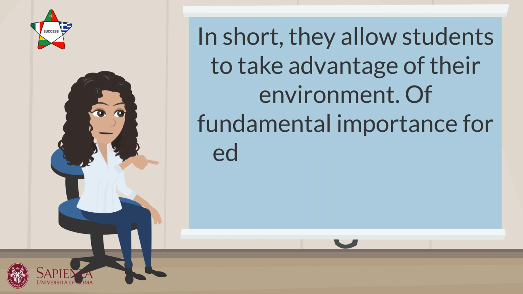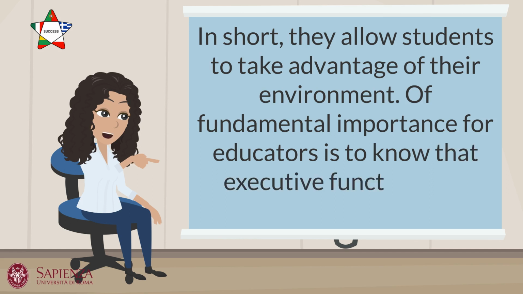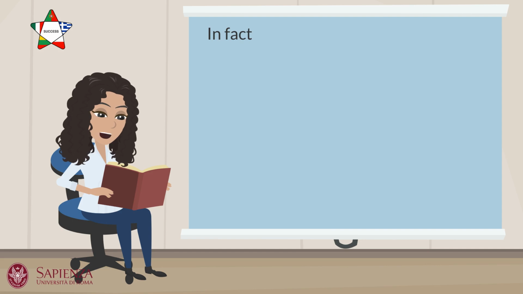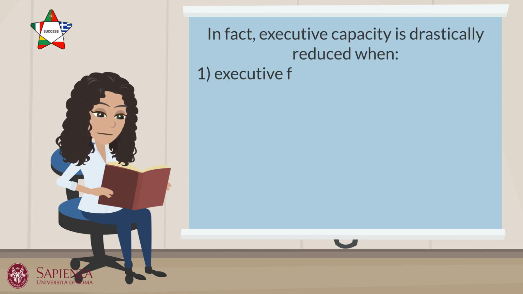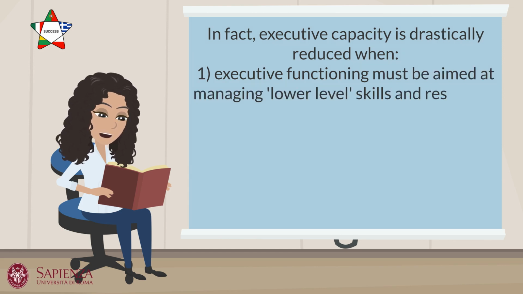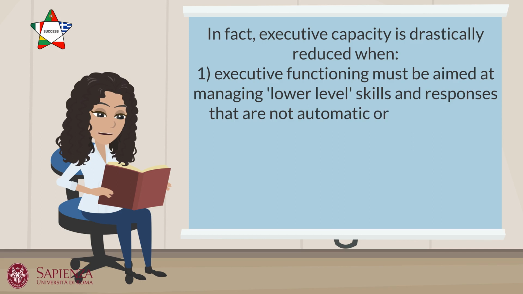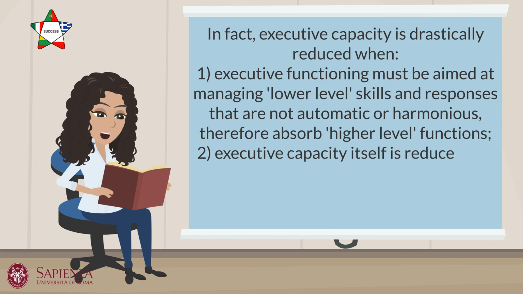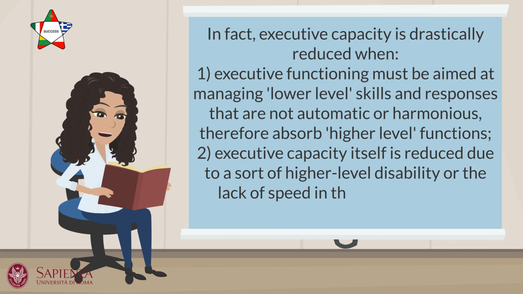Of fundamental importance for educators is to know that executive functions are related to working memory. In fact, executive capacity is drastically reduced when 1. Executive functioning must be aimed at managing lower-level skills and responses that are not automatic or harmonious, so they absorb higher-level functions. 2. Executive capacity itself is reduced due to a sort of higher-level disability or the lack of speed in the use of executive strategies.